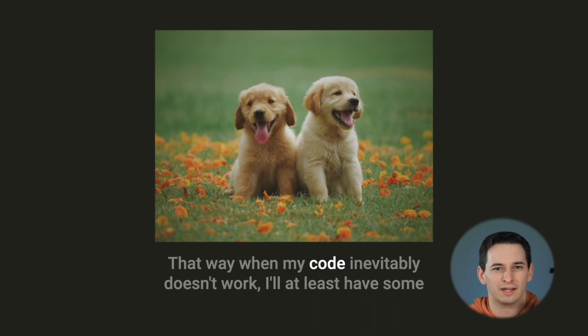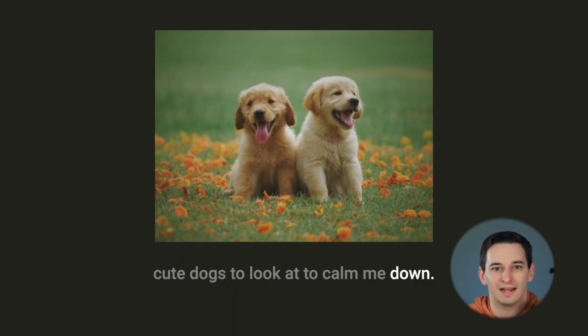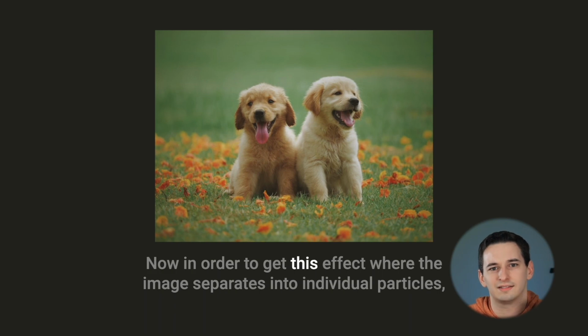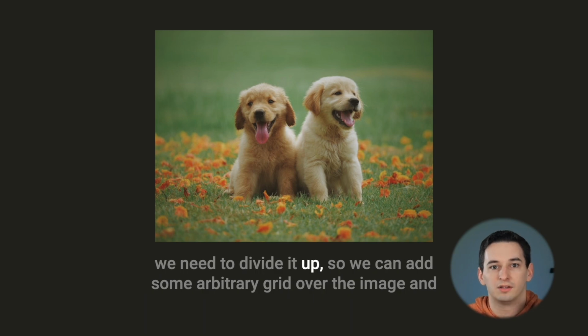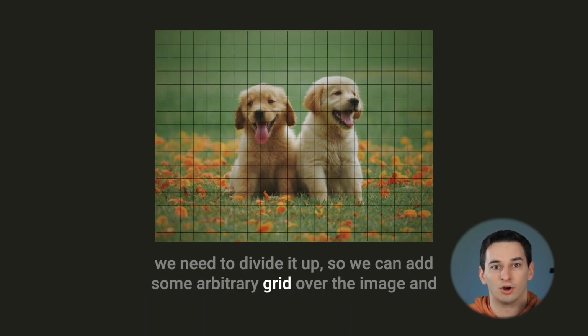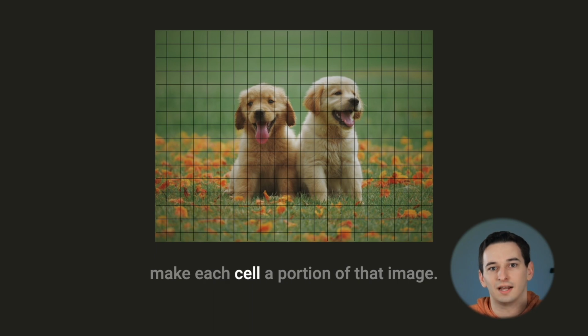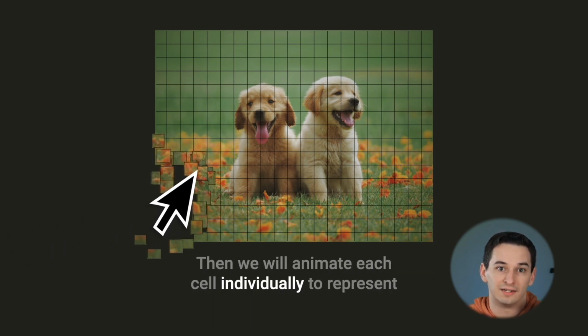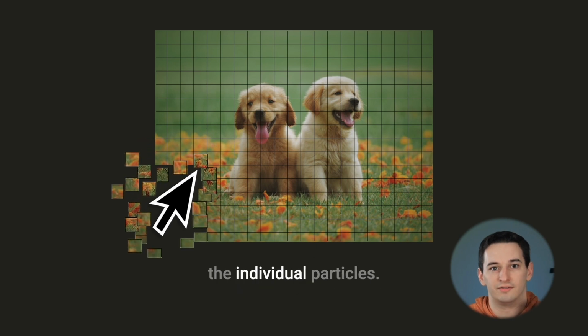That way, when my code inevitably doesn't work, I'll at least have some cute dogs to look at to calm me down. Now, in order to get this effect, where the image separates into individual particles, we need to divide it up. So we can add some arbitrary grid over the image and make each cell a portion of that image. Then we will animate each cell individually to represent the individual particles.